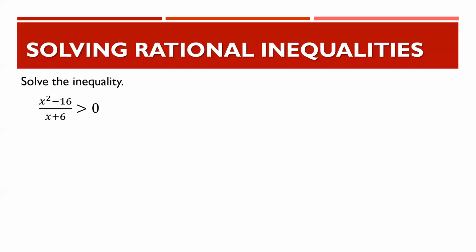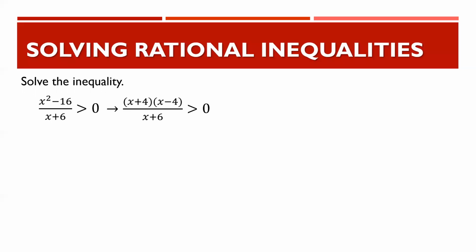All right, here's our first rational inequality. We've got an x squared minus 16 over an x plus 6. And our inequality is greater than 0. Our first step, we're going to factor top and bottom. The top will factor because it is difference of two squares. It's going to factor into an x plus 4 and an x minus 4. The x plus 6 on bottom is already in factored form. We can't do anything else with that.